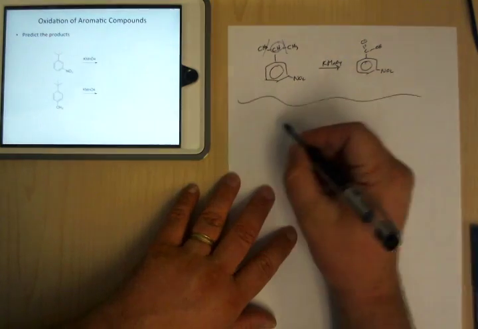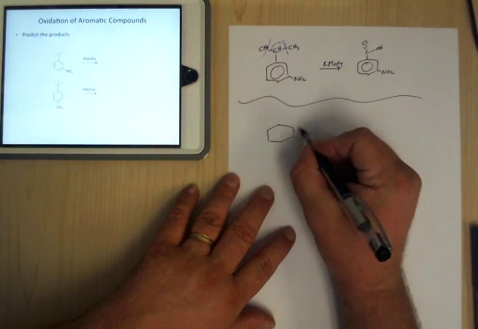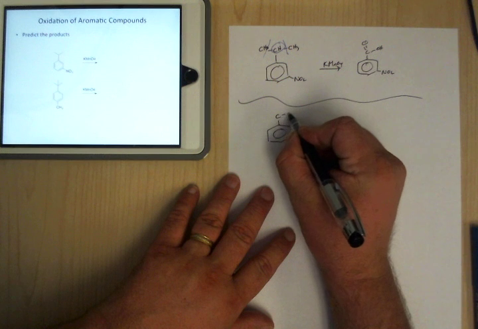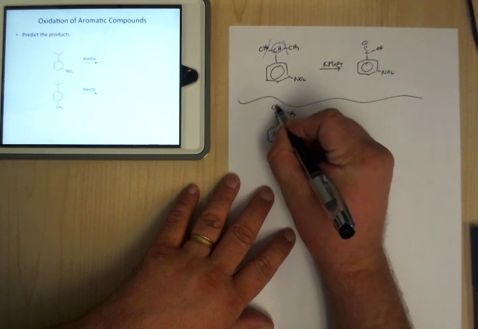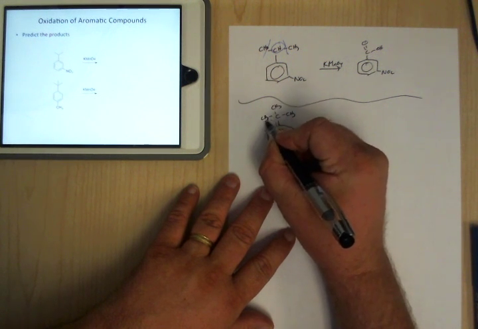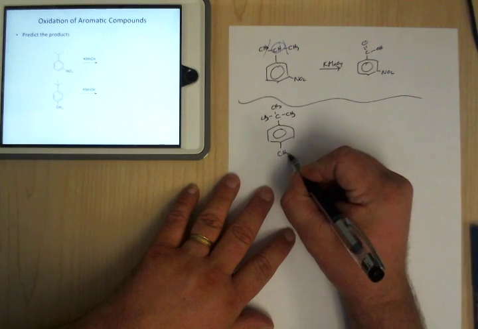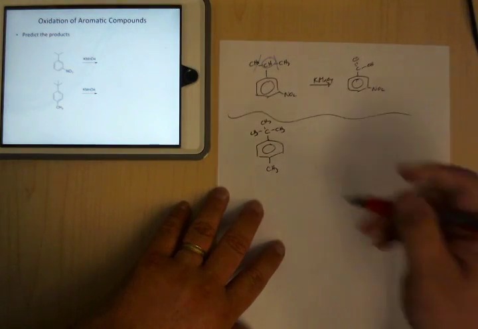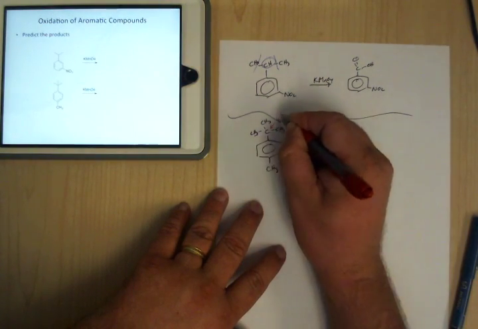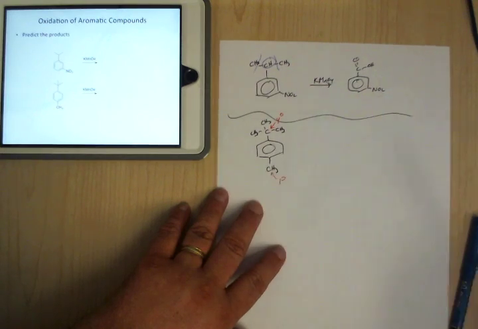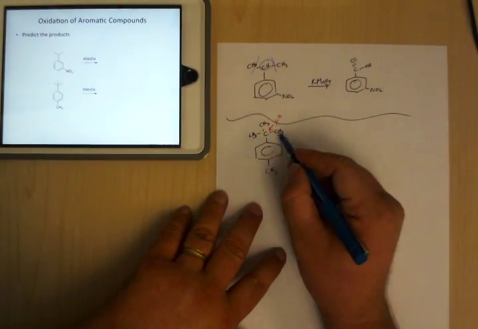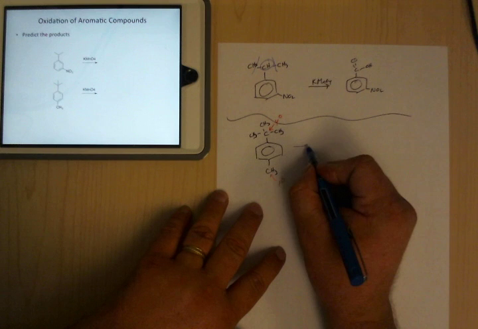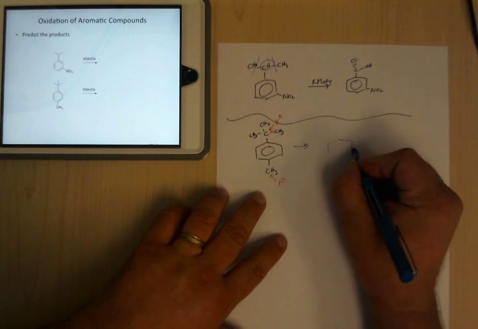Now for this one here, notice that this is quaternary here, while this is primary. So this is going to be resistant to it. So you're going to get this product here.